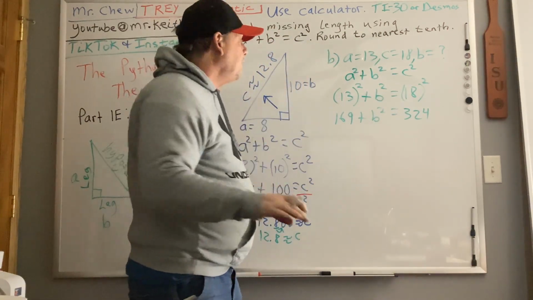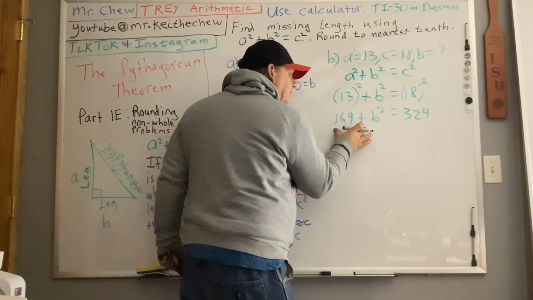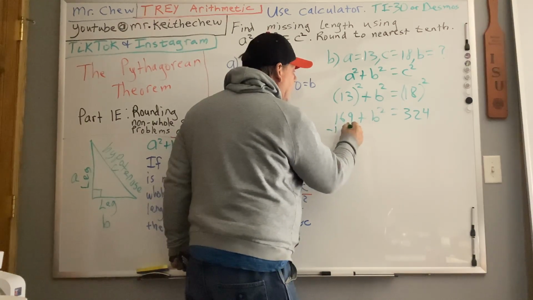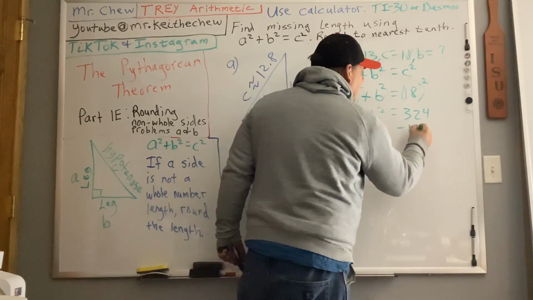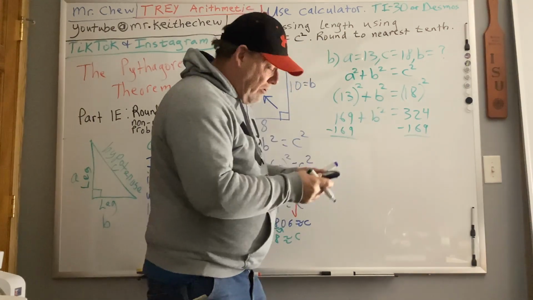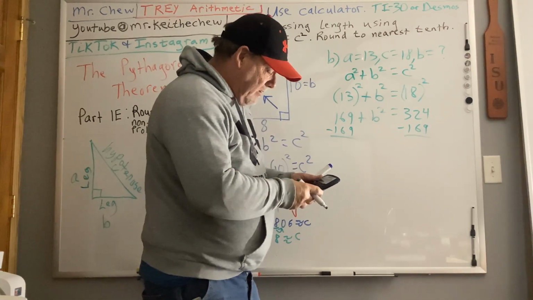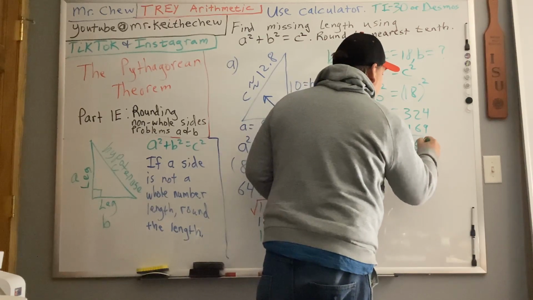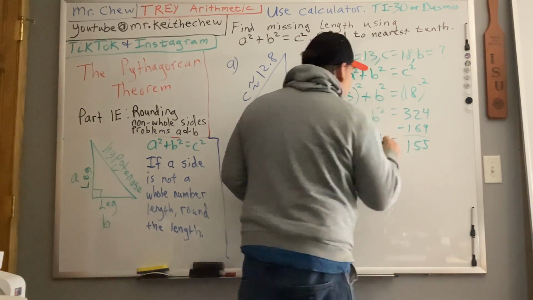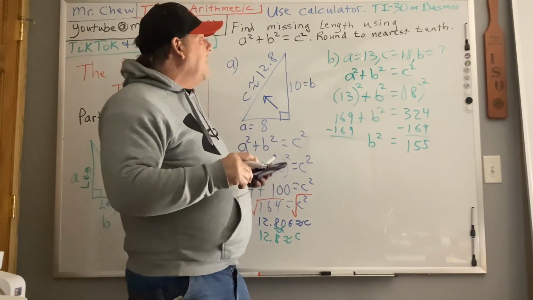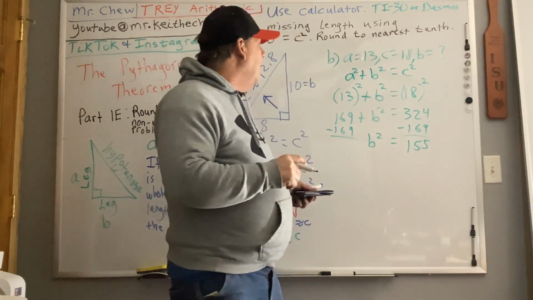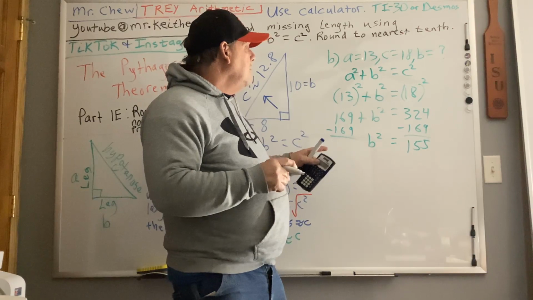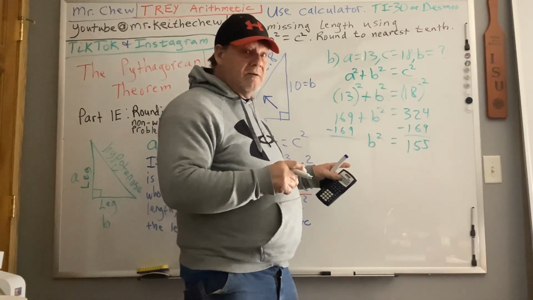So now I solve this two-step equation by canceling out the plus 169 by doing its inverse or opposite. So I subtract a 169 from the left, subtract a 169 from the right. Since I already have the 324 in here, I just hit minus 169, enter, and I get 155 equals B squared. Well, I know that 12 squared is 144, and I know that 13 squared is 169, so I know it's going to be between 12 and 13.